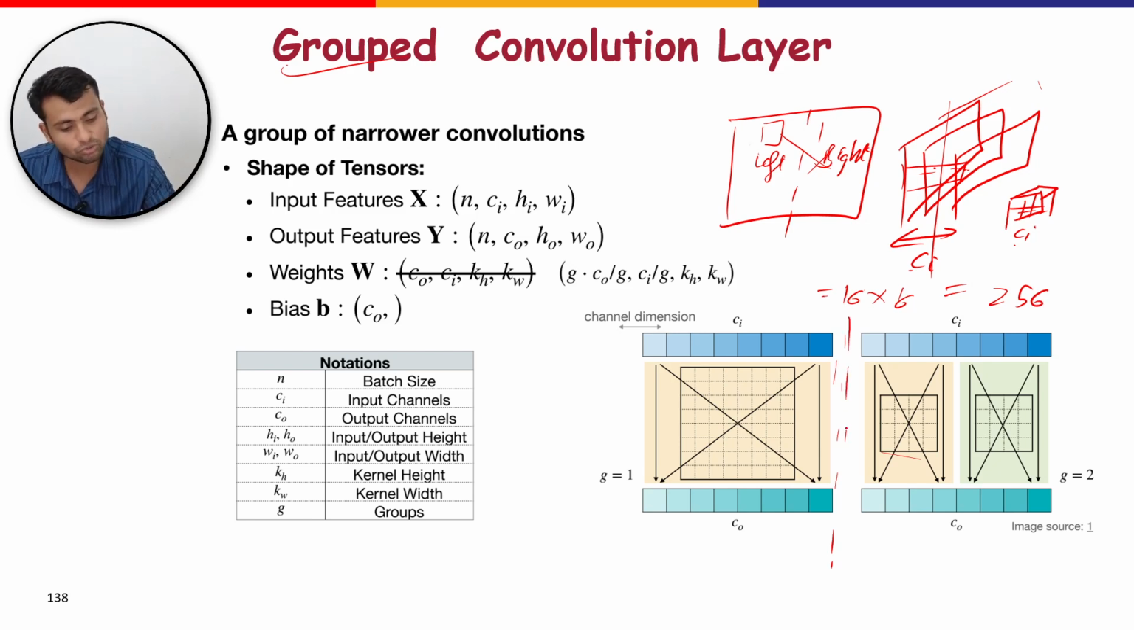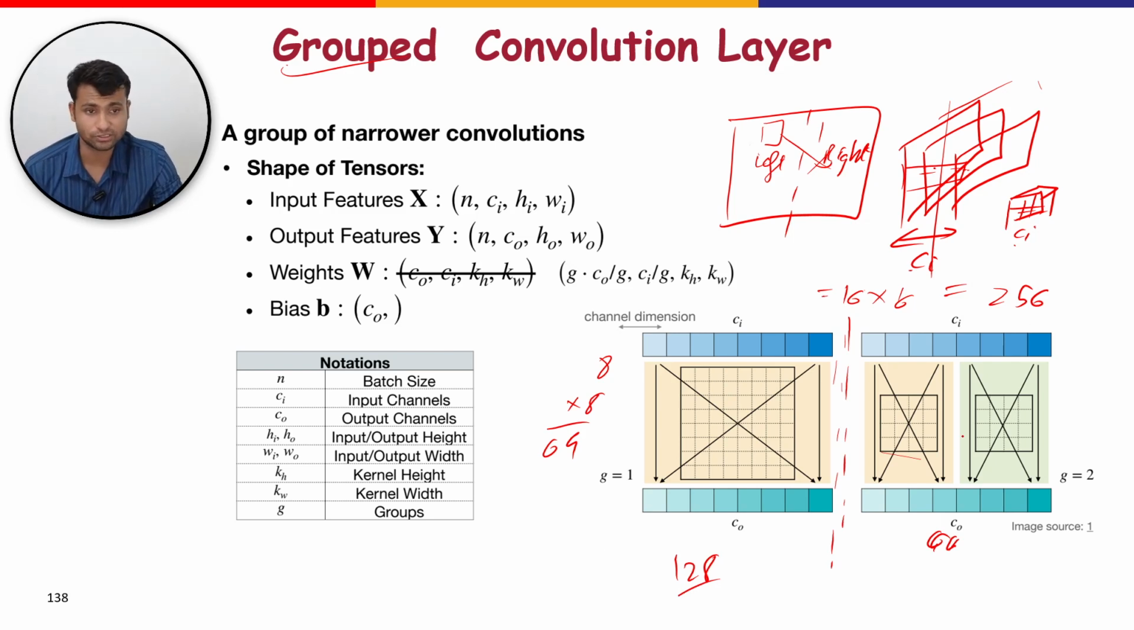But if we divide the channels into two groups, then these connections will not exist, neither will these connections exist. So it's like we have decoupled these two groups. So these are 8 input channels here and 8 output channels. So the total number of computations is 64 here and 64 here. Together how many? 128. So by using a grouping of 2, g equal to 2, we have brought down the number of computations.